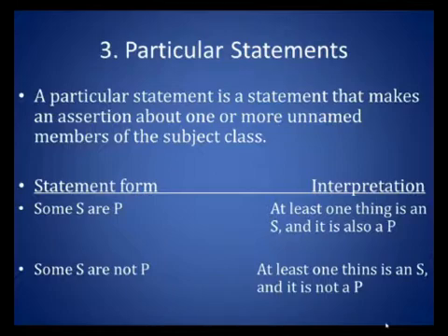I apologize for the typo. I see that it says at least one thins is an S and is not a P. That should say at least one thing is an S and it is not a P.